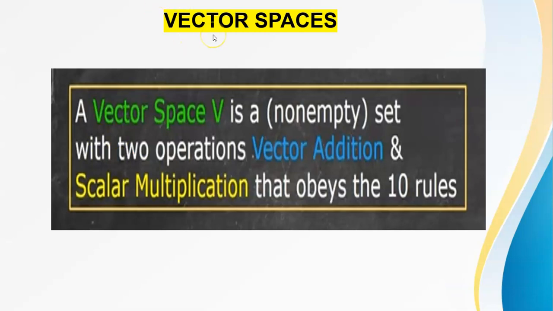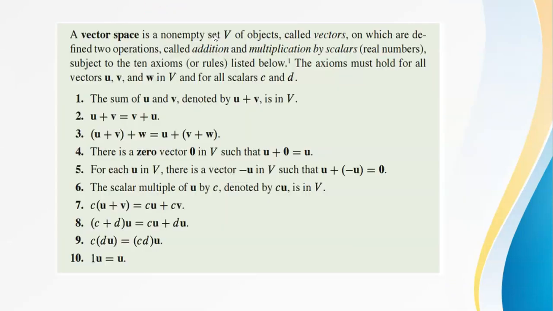Next, we are going to see the definition of vector spaces. A vector space is a non-empty set V of objects called vectors, on which are defined two operations called addition and scalar multiplication by scalars. Scalars may be real numbers, subject to 10 axioms listed below. The axioms must hold for all the vectors u, v and w in V and for all scalars c and d belonging to F. If u and v belong to V, then u + v is also in V.